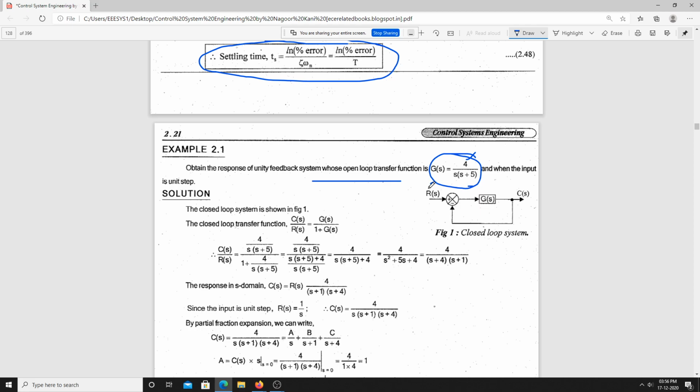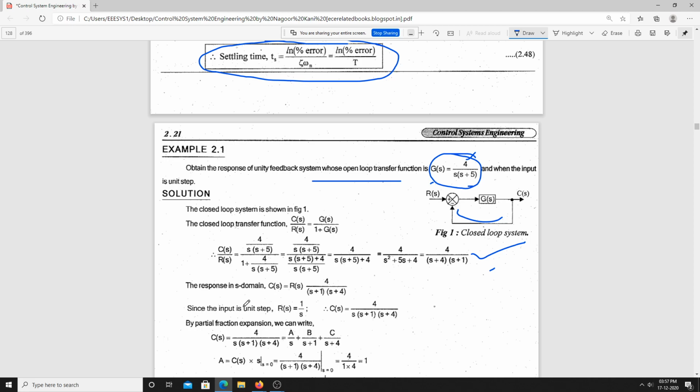How to find now? So first of all, they have given the open loop system. We are supposed to find out the transfer function of a closed loop system, right? So unity feedback is there. So what will be the transfer function here? C of s by R of s is nothing but this is the transfer function we are having.